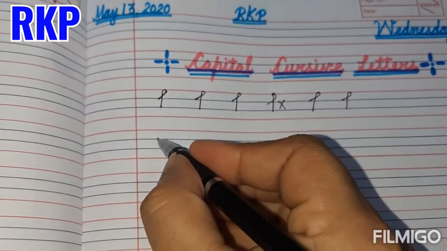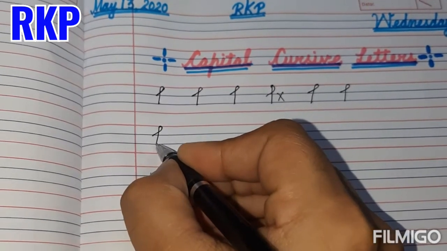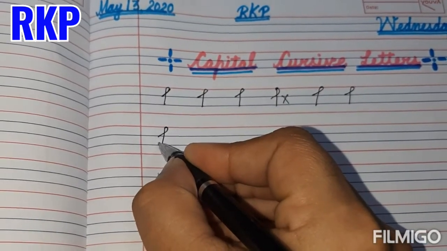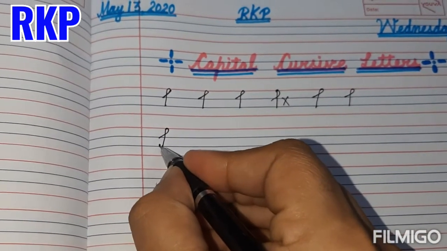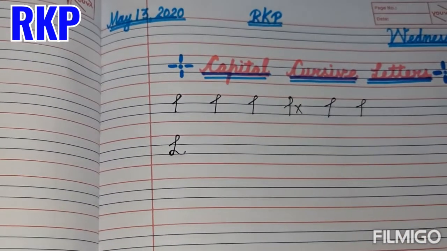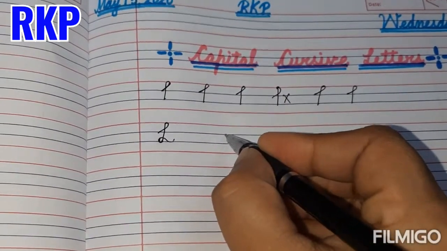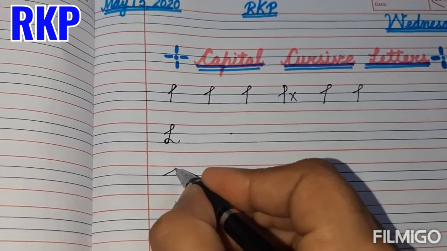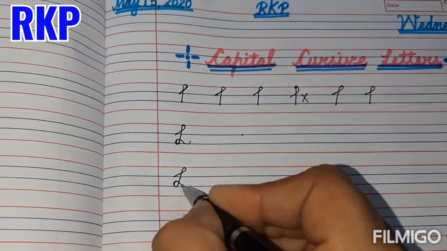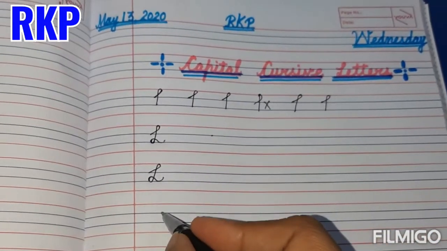Now look here. Middle to upper. Come down. Now see what you have to do. From the back side. See what I have done. I have turned it back. Now this is L. Look once again. Middle to upper. Come down. Make a loop from the back side and touch the line and do like this. This is L. Look once again.